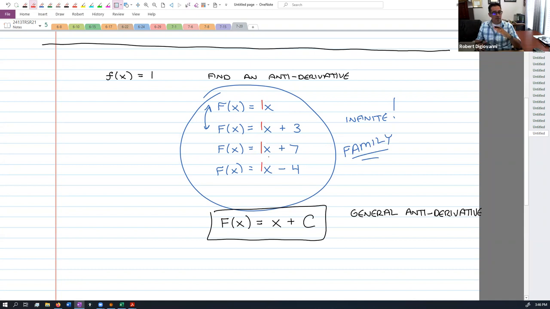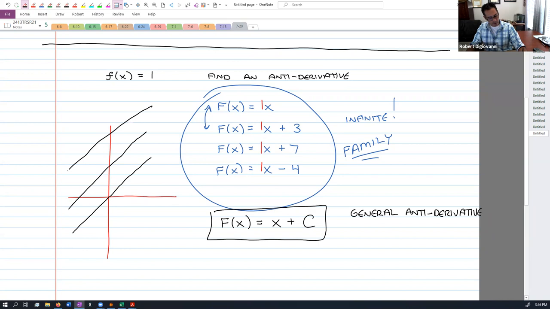And I want you to think about this visually. If we were to take any of these functions and graph them, let's graph one. That would be this first one. This one would be x plus 3, so we move that line up, but it's parallel. This one would be plus 7, so we move that up there. This would be minus 4, so it'd be down here. Oh, that's not really parallel.